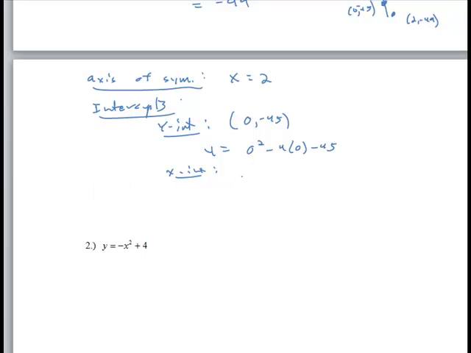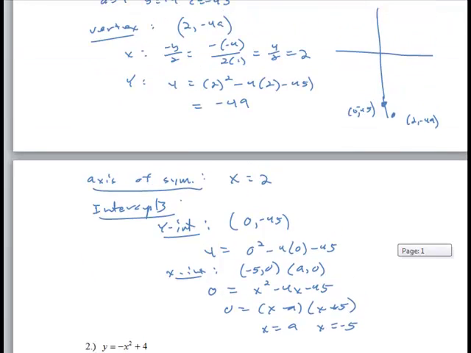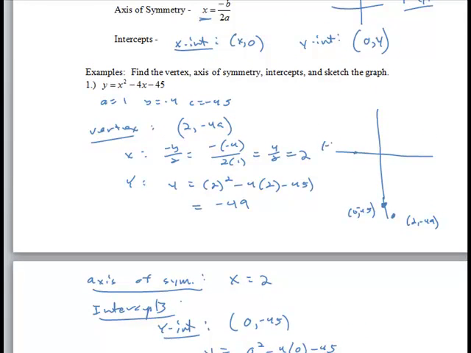The x-intercept is where y is equal to 0, so 0 is equal to x squared minus 4x minus 45. Basically just solve this quadratic equation. It factors into (x minus 9)(x plus 5), which gives us two values, 9 and negative 5. So our two x-intercepts are the point (-5, 0) and the point (9, 0). If we plot these points, we can come up with a pretty rough, accurate sketch of the parabola.